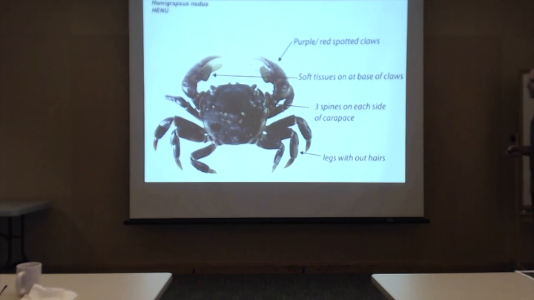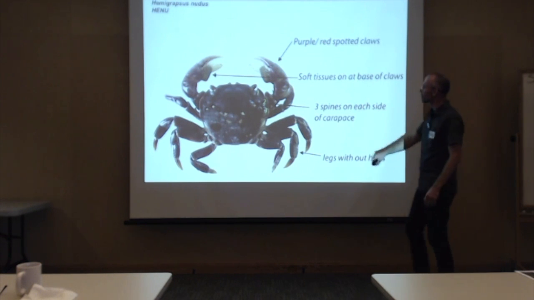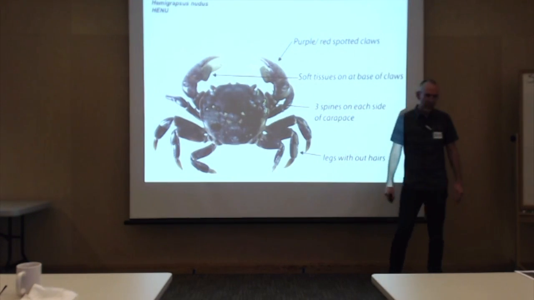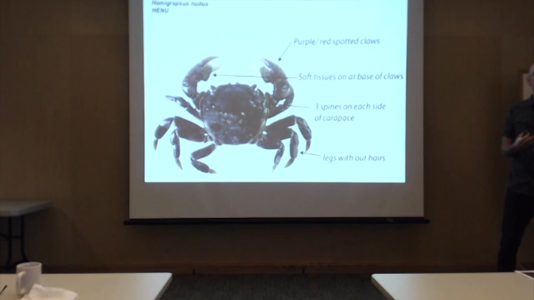Now the purple shore crab goes by the scientific name Hemigrapsis nudus. Anybody have any ideas why? It has no hairs. These are perfectly smooth walking legs. And if you have two of these guys side by side, it's pretty clear what the purple shore crab is and what the hairy shore crab is.